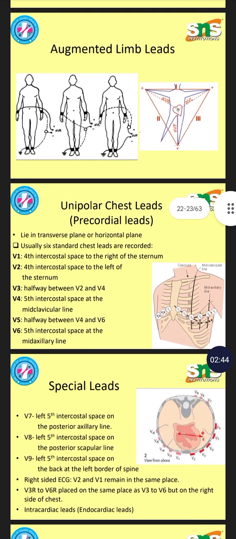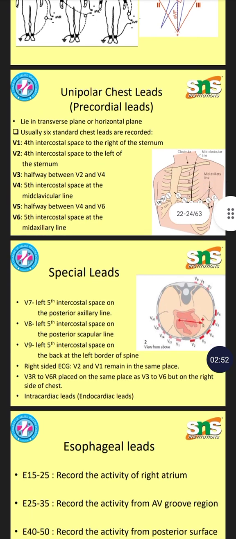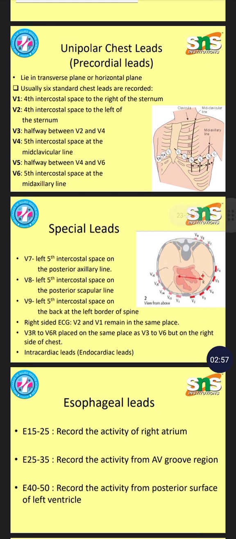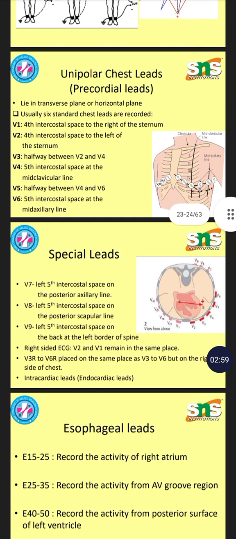Unipolar chest leads or precordial leads lie in transverse plane or horizontal plane. Usually 6 standard chest leads are recorded. V1 fourth intercostal space to the right of the sternum. V2 fourth intercostal space to the left of the sternum. V3 halfway between V2 and V4. V4 fifth intercostal space at mid-clavicular line.